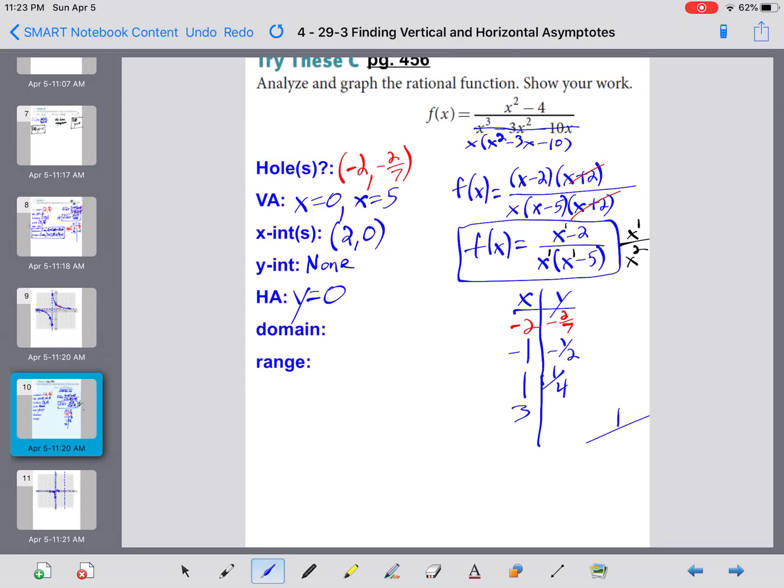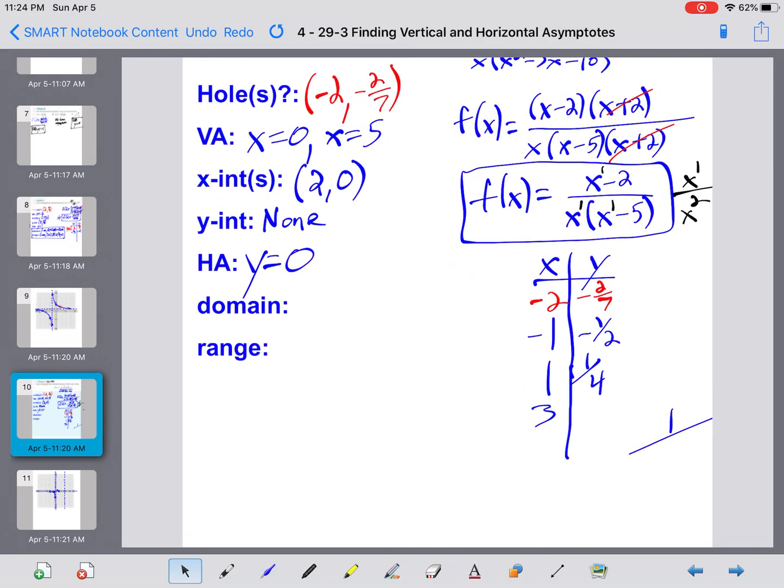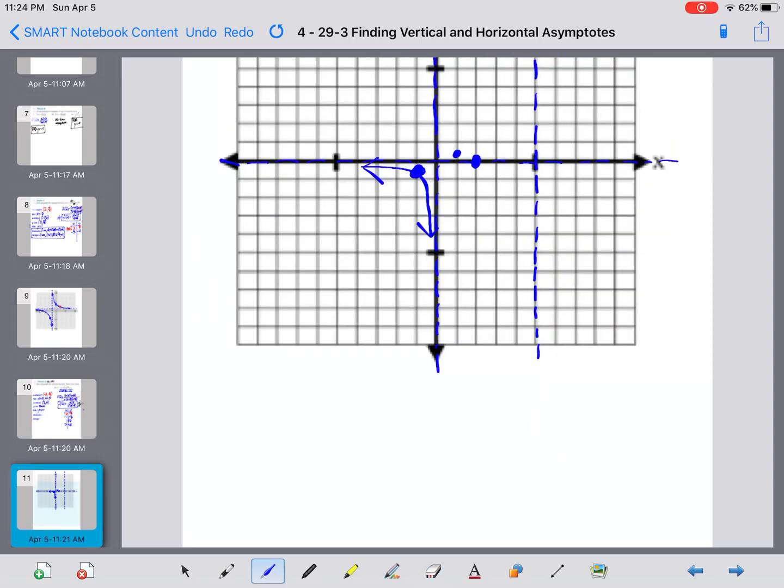If I plug in 3 up top, I get 1. On the bottom, I get 3 out front, and then 3 minus 5, which is -2, so I get 1 over -6. So I plug in 3, I get -1/6. Let's plot that point, 3, -1/6. So really close to the x-axis.